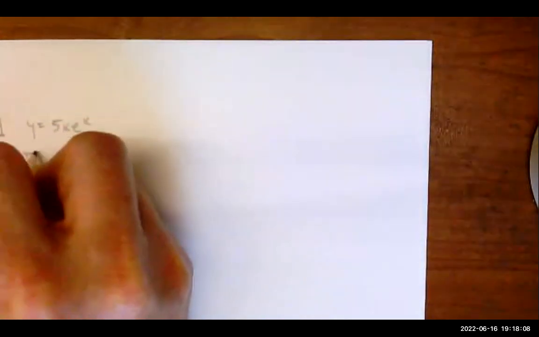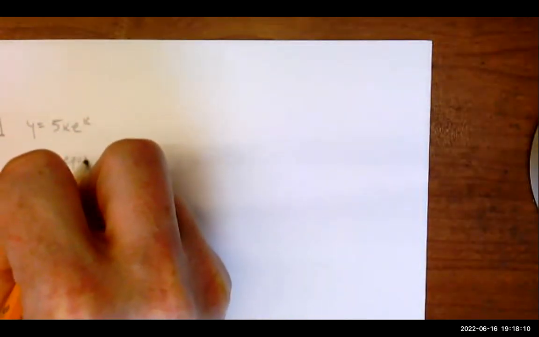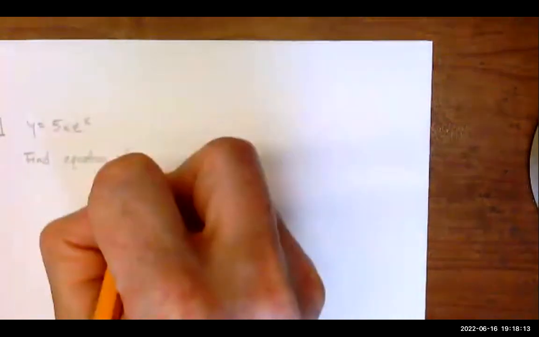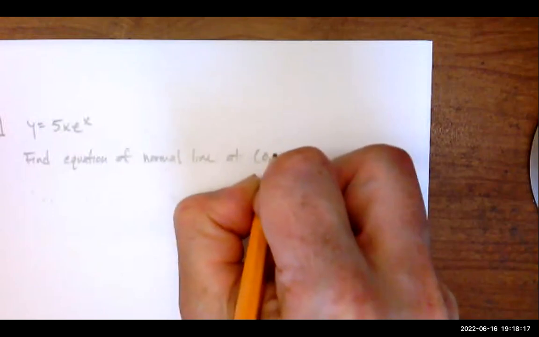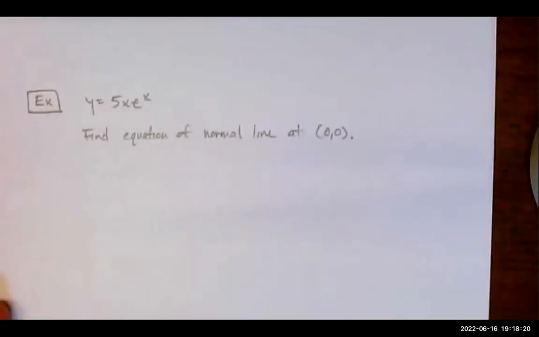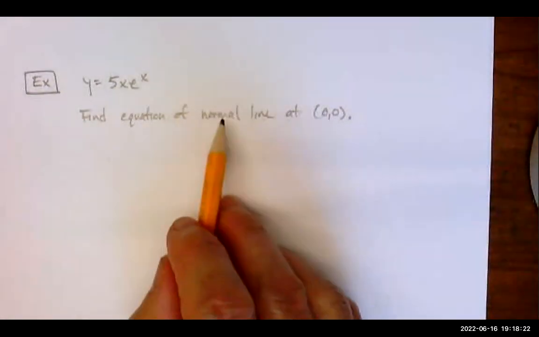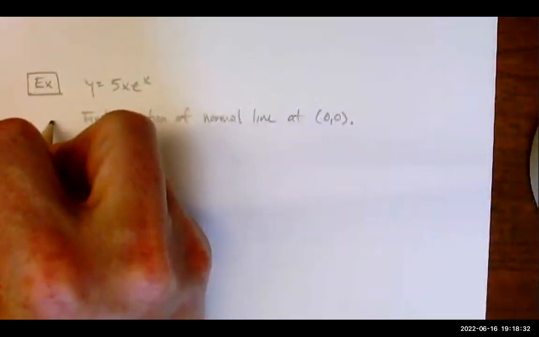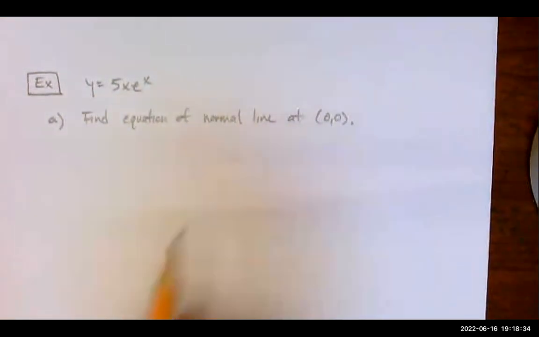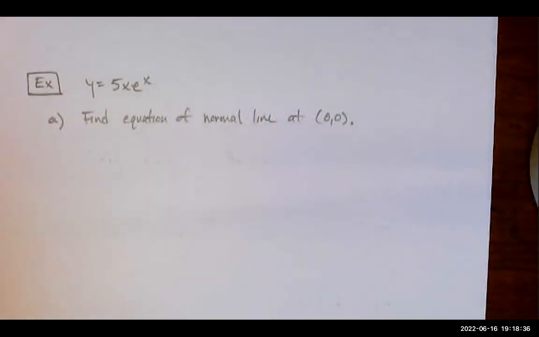Example: y equals 5x e to the x. Find the equation of the normal line at 0, 0. So the normal line is the line that is perpendicular to the tangent line. When we're done with this question, this is part A, we'll graph this and we'll be able to see that normal line. It's pretty sweet.